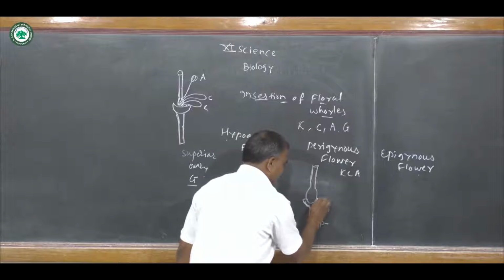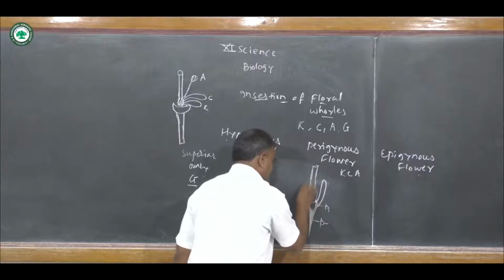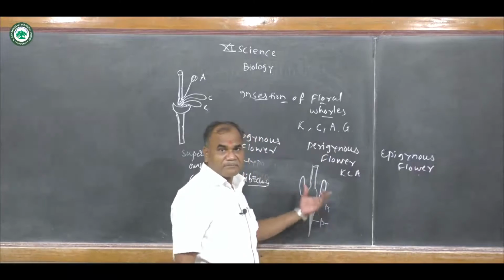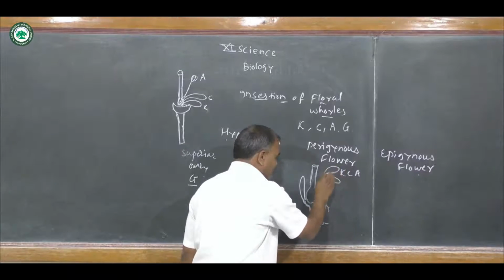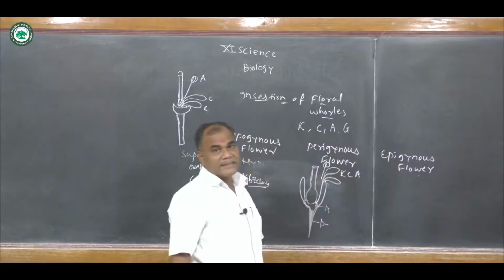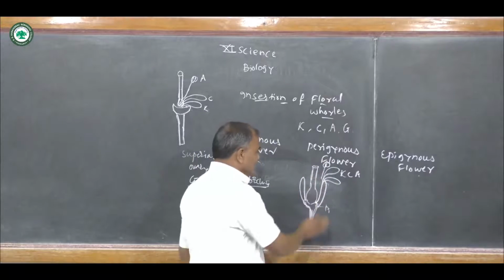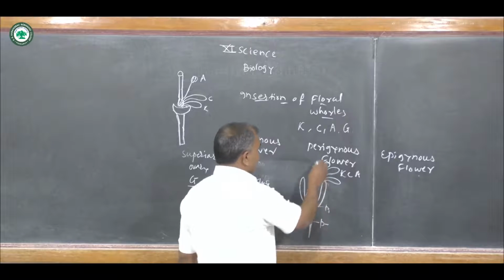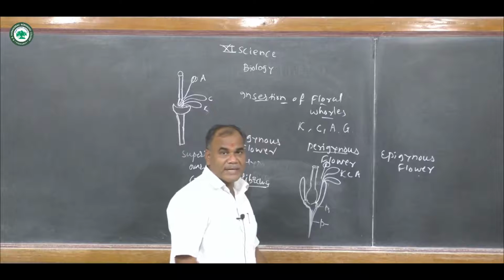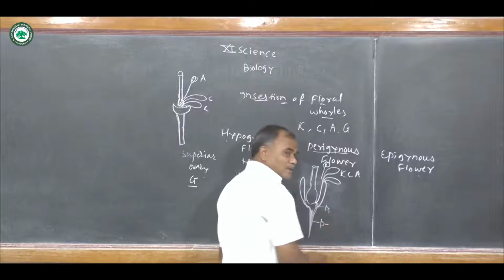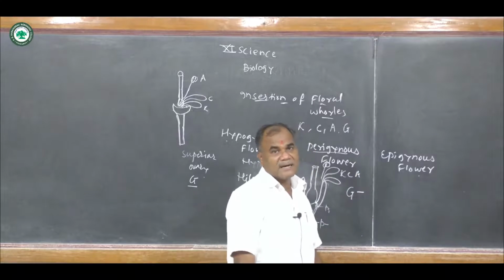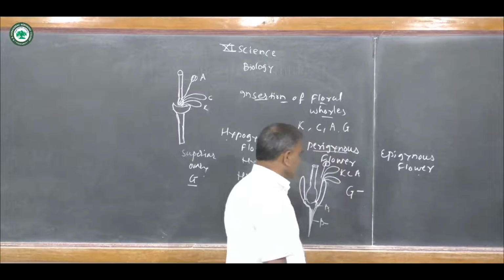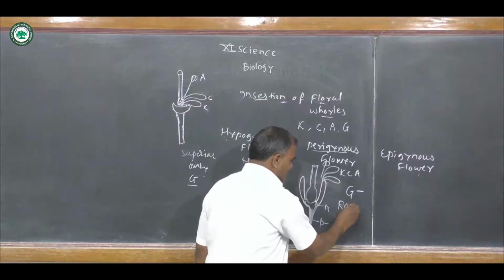This peduncle as well as the thalamus forms a cup-like structure. They come above the middle of the gynoecium. On this middle portion of the gynoecium arise the calyx, the corolla and the androecium. So these remaining floral whorls are arranged at the middle of the gynoecium. This type of arrangement is known as the perigynous flower. In these flowers the ovary is half superior as well as half inferior. The best example of it is the rose.